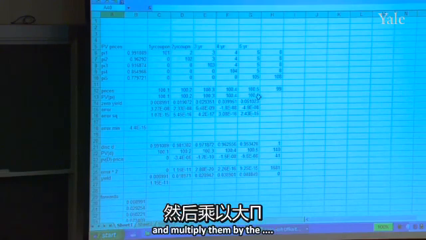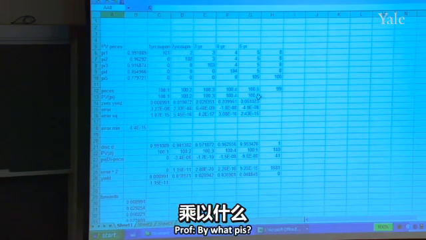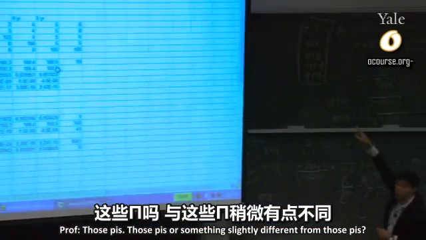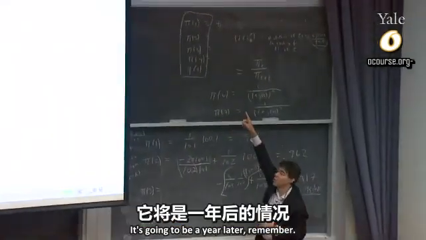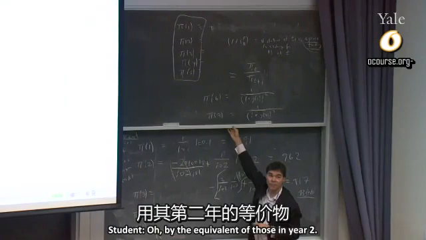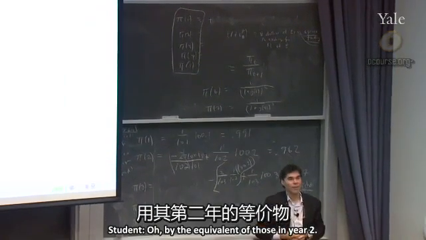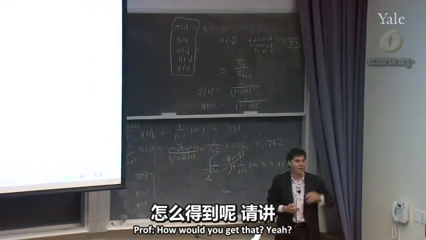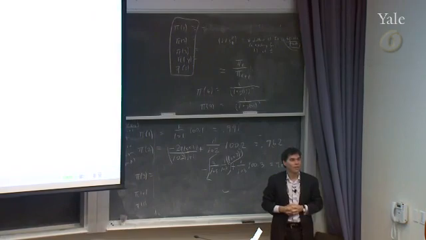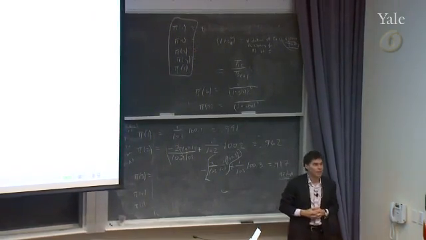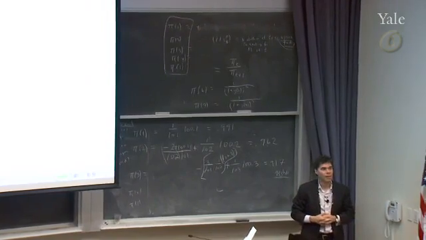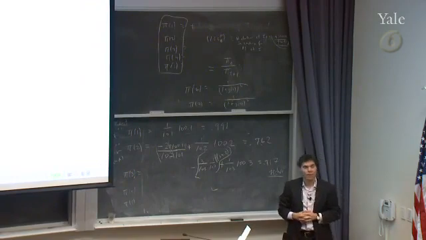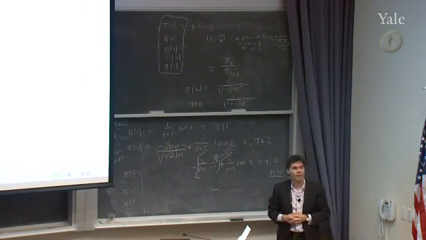Times them, or multiply them by the prices of the zero coupon bonds for those years. Those prices are something slightly different from the current ones. It's going to be a year later, remember? And how would you get that? Yep. Discount by 4. Each contract would have one less forward rate.